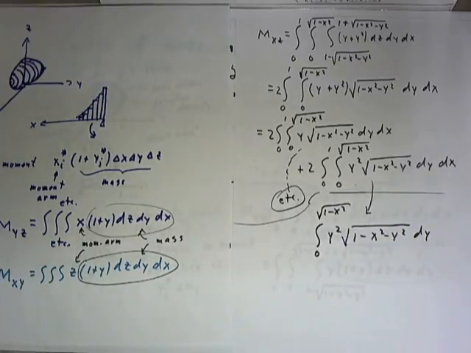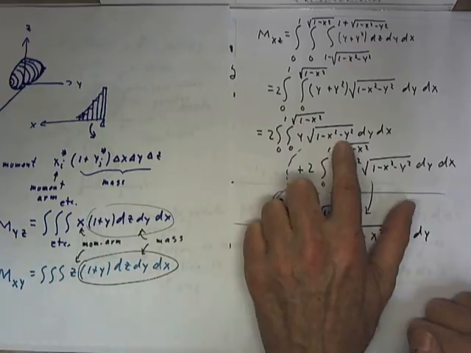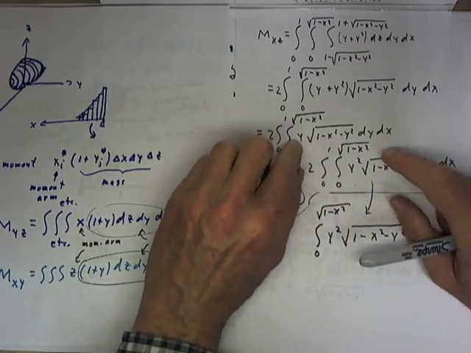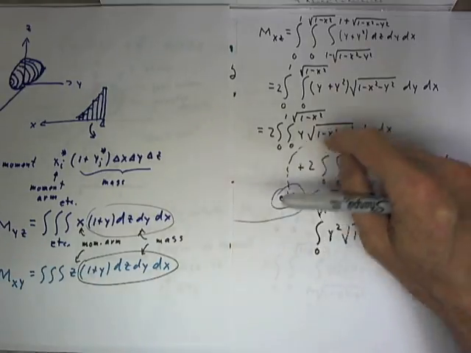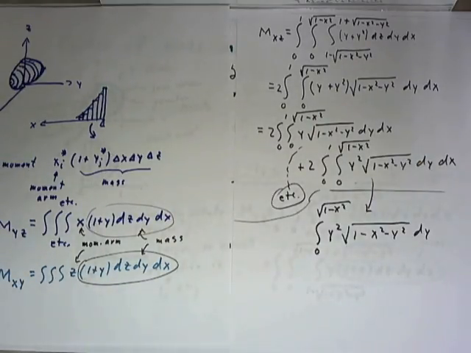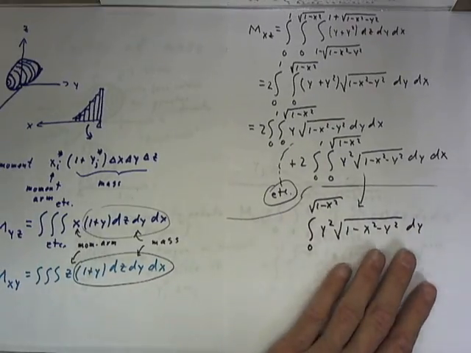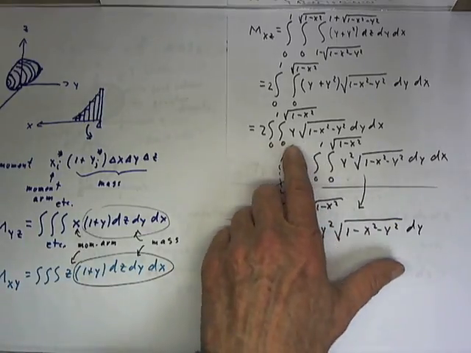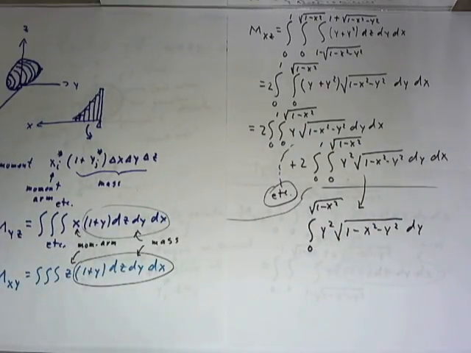How are we going to integrate this? Well, how did we integrate this? You recall we just let u equal 1 minus x squared minus y squared, so the du was negative 2y dy. We have y dy here, so our du is just negative 1/2 dy, and this integrates very easily. You might want to review that, look back at your notes if you've taken notes. But that's a very straightforward integral if you just remember to treat x as a constant.